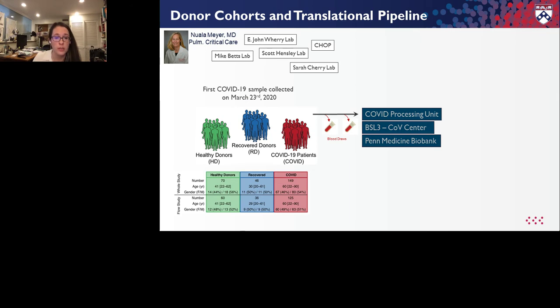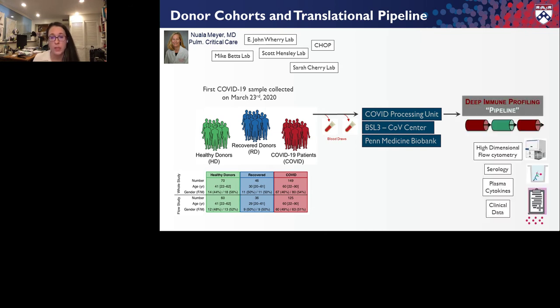We received peripheral blood from these donors that was processed at various locations at the university. The samples were then subjected to our deep immune profiling pipeline. This included high-dimensional flow cytometry, serology, and plasma cytokine analysis. In addition, there were many different parts of the clinical data that we included in our analysis.